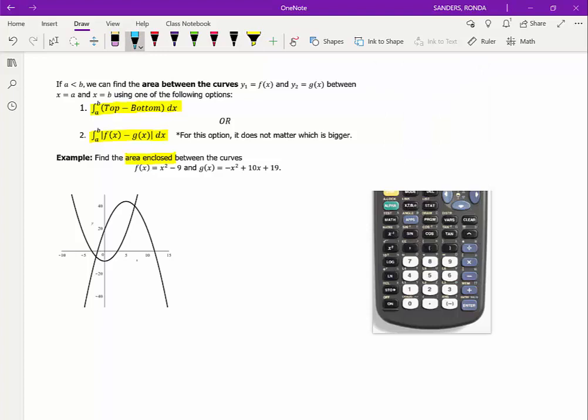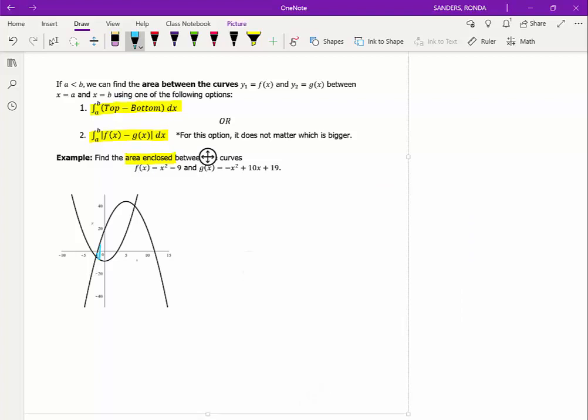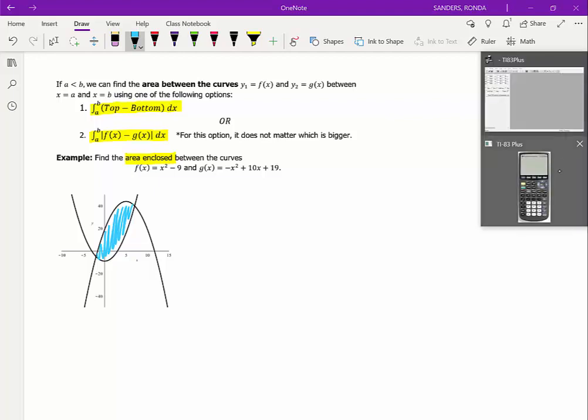If we use our calculators to obtain a graph of f of x and g of x, we notice that there's a very obvious pocket of area between the two. This is the area we've been asked to calculate. Our first step will be to reproduce this graph on our calculators.